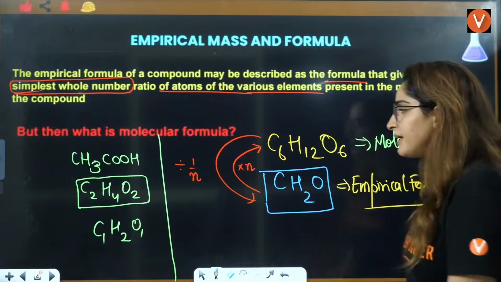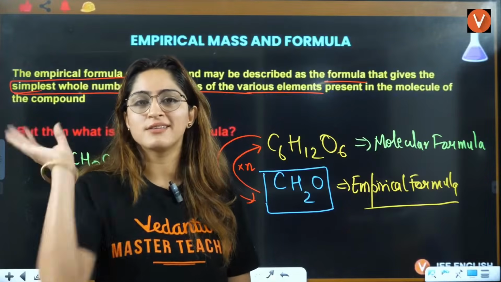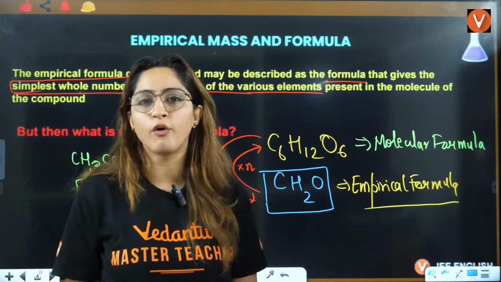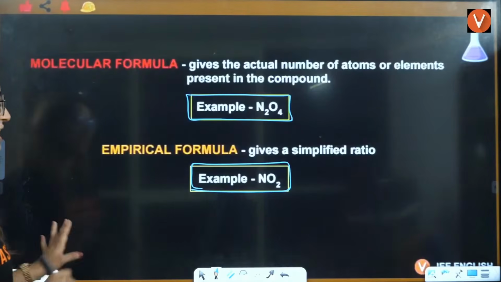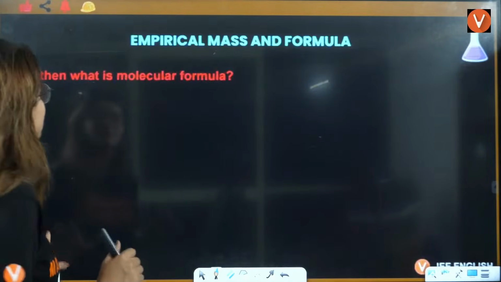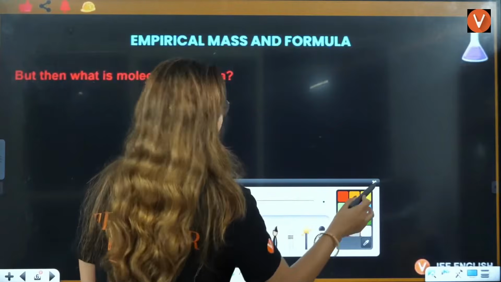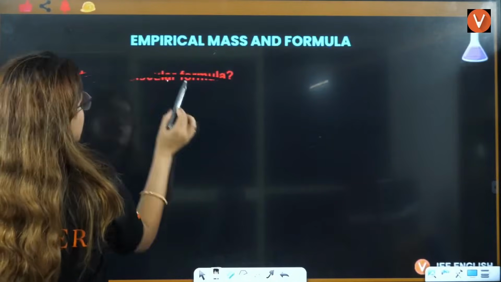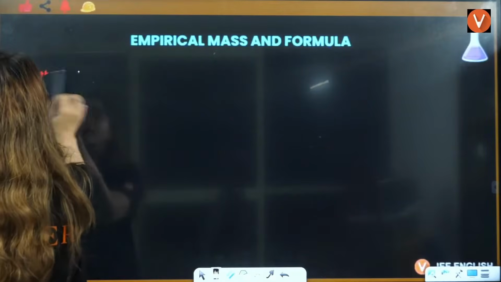So that means we can't just say the empirical formula is this and then calculate the molecular formula. No, right? You have to have a proper distinction of that thing, and let's understand that thing. Okay, yes, everyone, let's understand that thing.